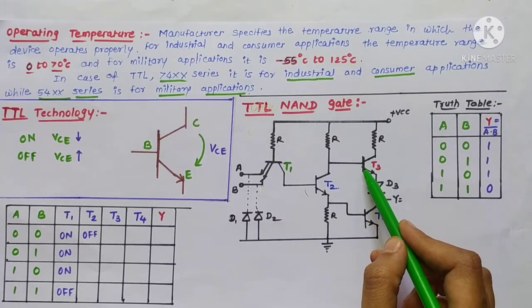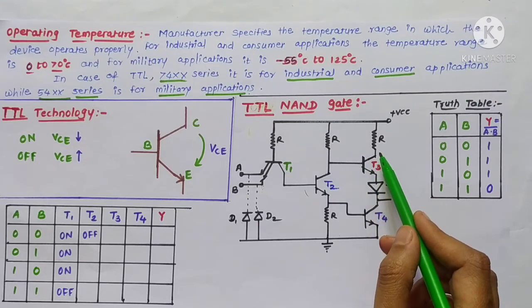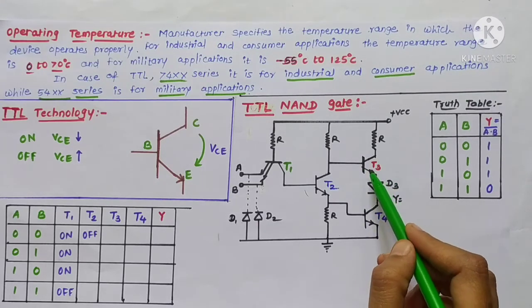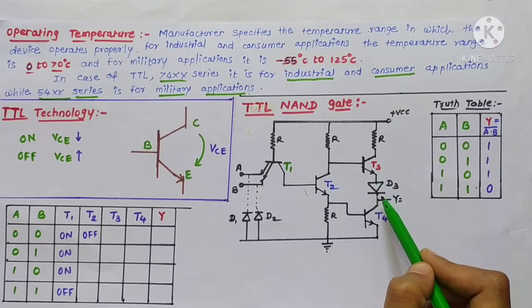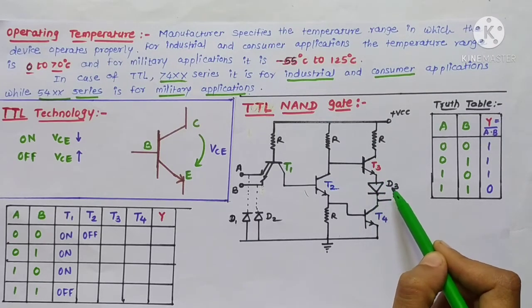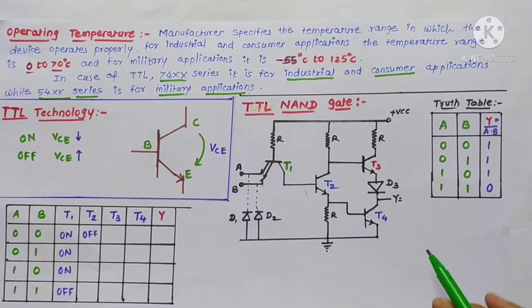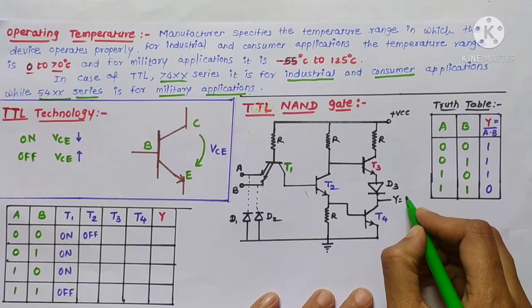As the base of transistor T3 is high, therefore its collector goes to the low and emitter is high. As the emitter is high, this will make the diode D3 forward biased, and at that time we'll get Y output equals to 1.